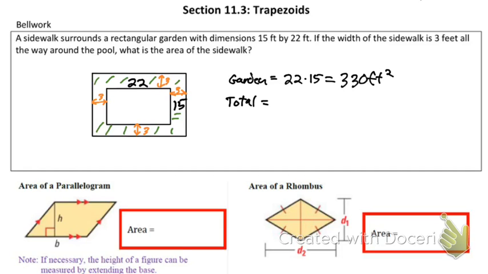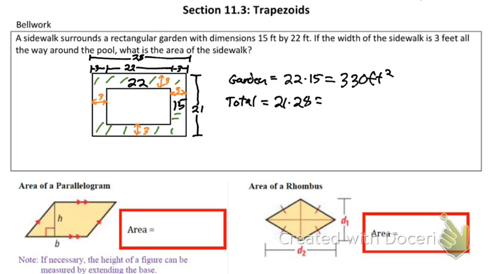Here's where people make mistakes. I need this total area. Note that this is 22 in length. Well, this is 3, and this is 3. So in other words, we have 22 right here, but then we have 3 and 3 over here. So in total, we're going to have 22 plus 6, which is 28. And this length down here is going to be 15 plus 6, which will be 21. So our total area is going to be 21 times 28.